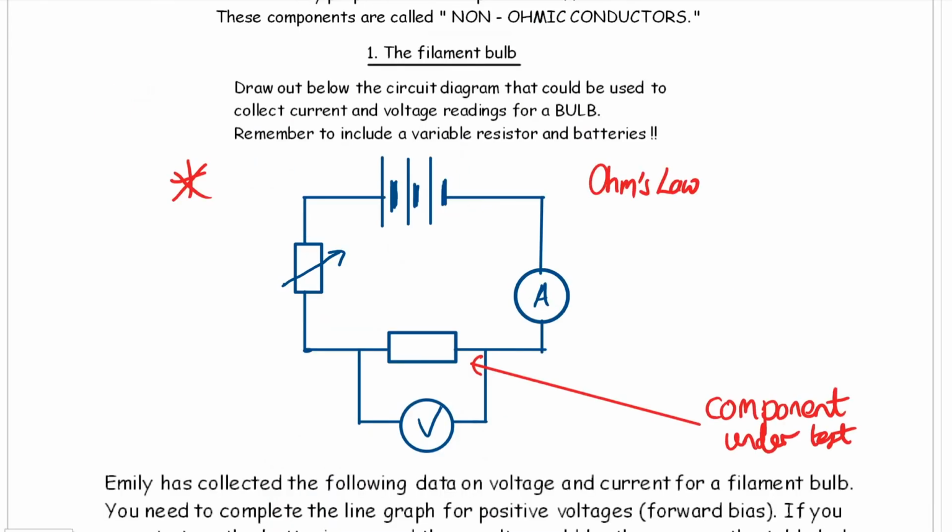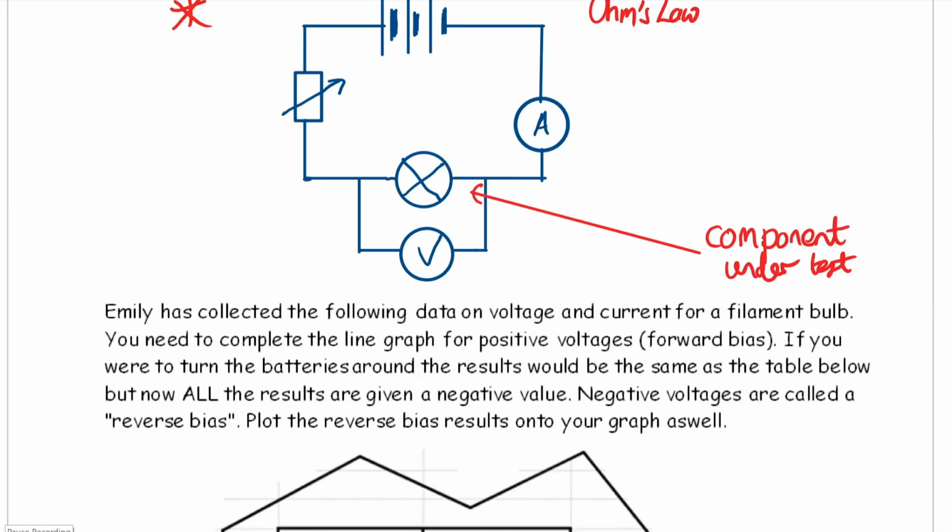Okay, I just copied that circuit diagram, and all I'm doing is changing that resistor to a bulb. Let's try again. A bulb. And make sure those wires touch. Now I'll let you read through the next paragraph.